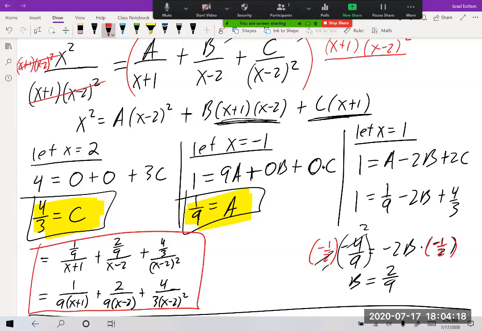In calculus, what we're then going to do is integrate each one of these piece by piece. But for now, we'll just learn how to do partial fraction decomposition. So we have found each one of the partial fractions, and we found the constants that make them work. Okay, so that's how you do that.